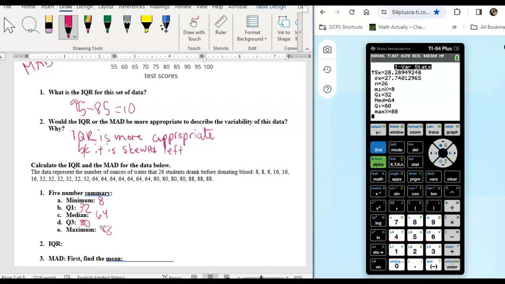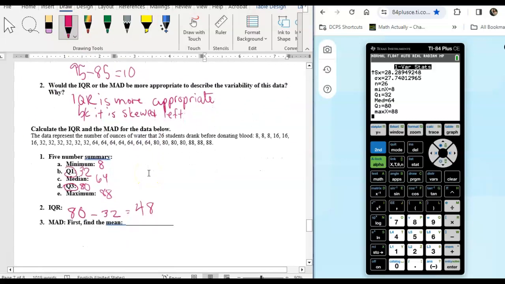Now a note here, if you have a lot of data, like 26 pieces of data, using the calculator is probably the fastest way to do this. But if you only have like 5 pieces of data, then that's probably not the fastest way to do it. It's up to you, okay? So I have my 5-number summary, and now I can find my IQR, which is going to be Q3 minus Q1, or 80 minus 32, which will be 48.